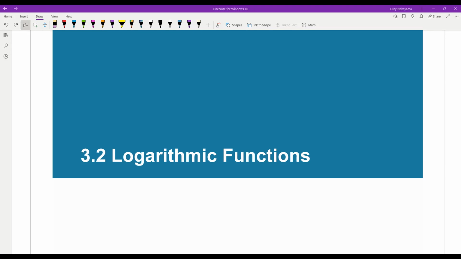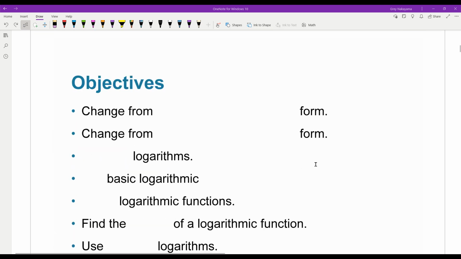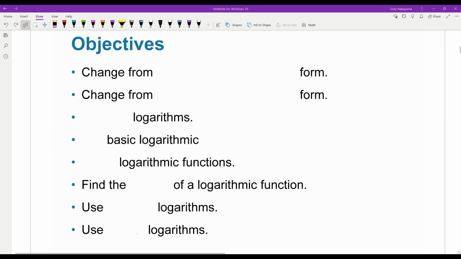Today's lesson is 3.2 Logarithmic Functions. It happens to be one of my favorite things to talk about. I love logs. But let's look at all the stuff I'm going to talk about in this video.